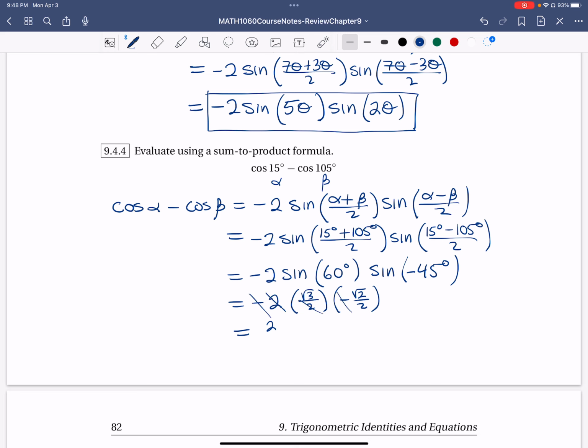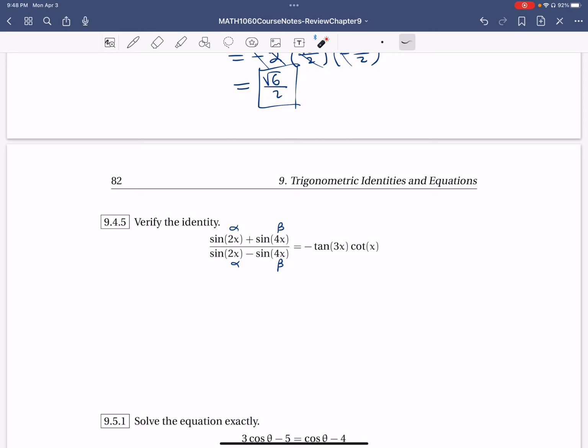All right, this next one asks us to verify the given identity. And you'll notice that you have alpha and beta both on top and bottom here. The numerator and the denominator are both sums, and they can both be rewritten with a sum to product formula. So that's what we can try here. We can say the left-hand side is equal to what? Sine of alpha plus sine of beta over sine of alpha minus sine of beta.